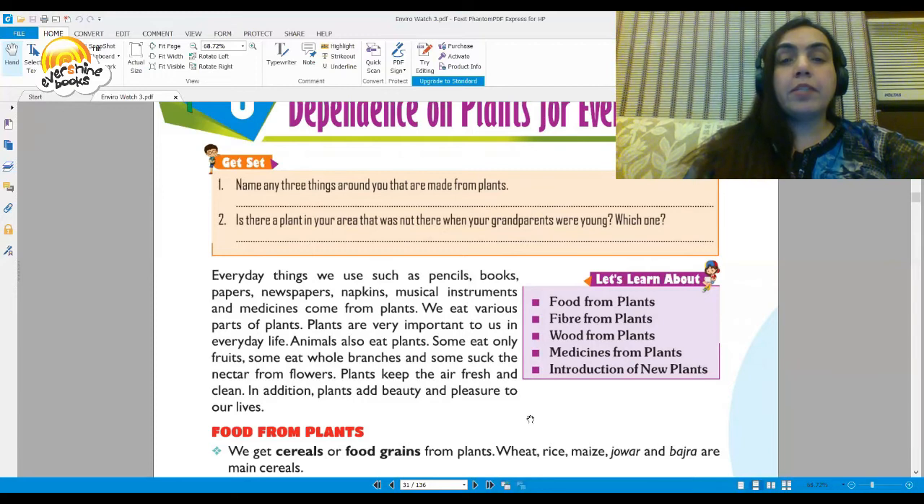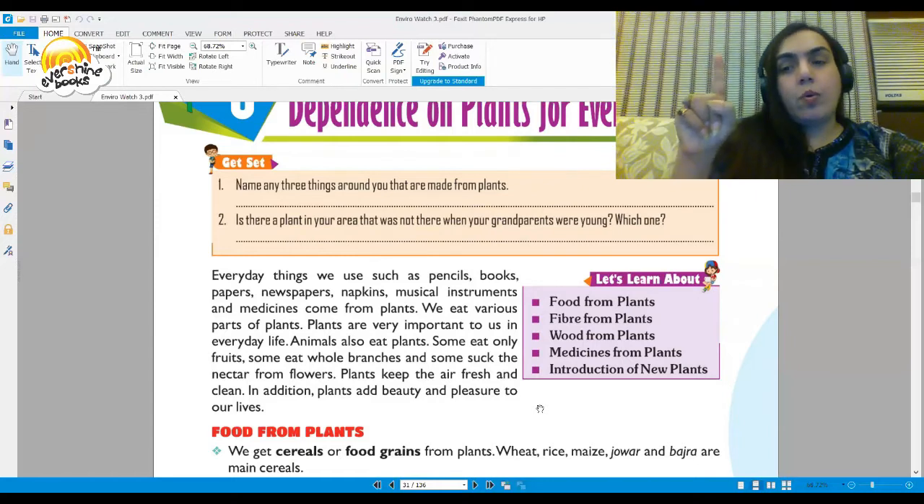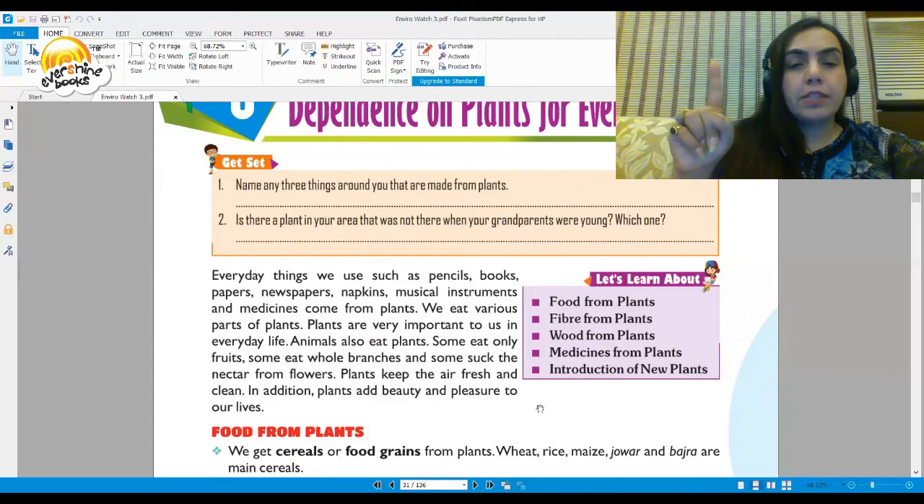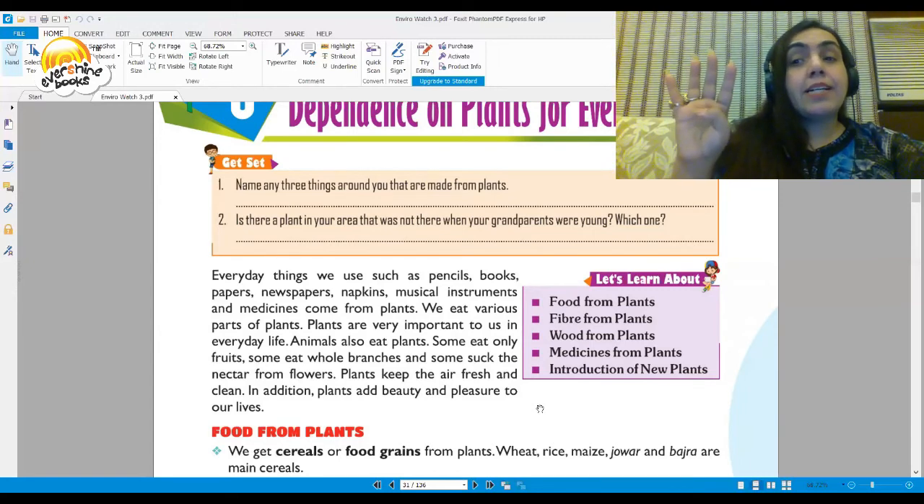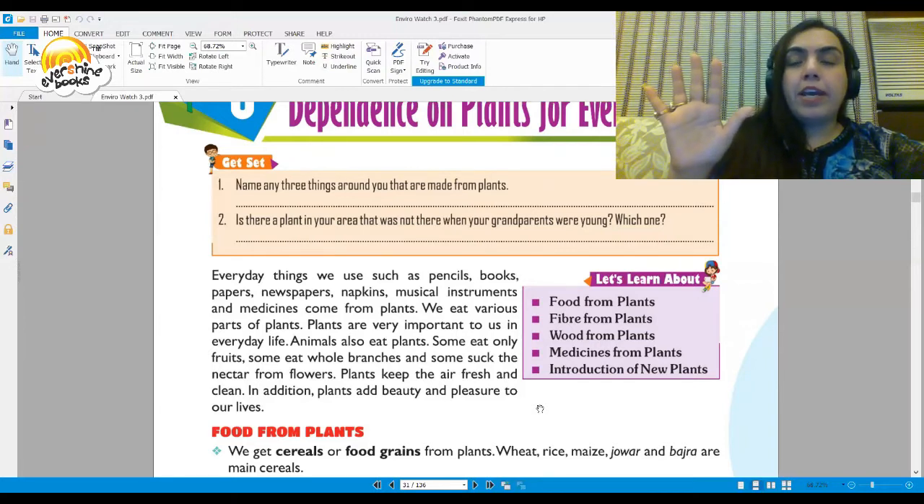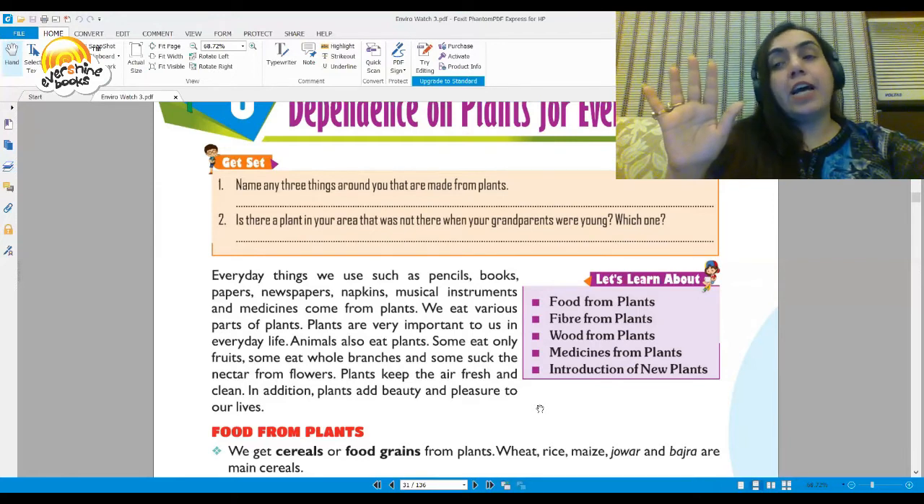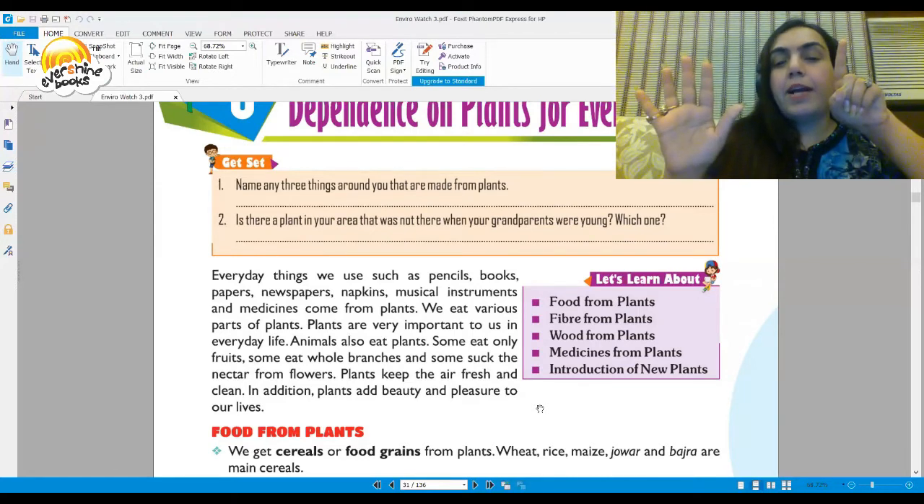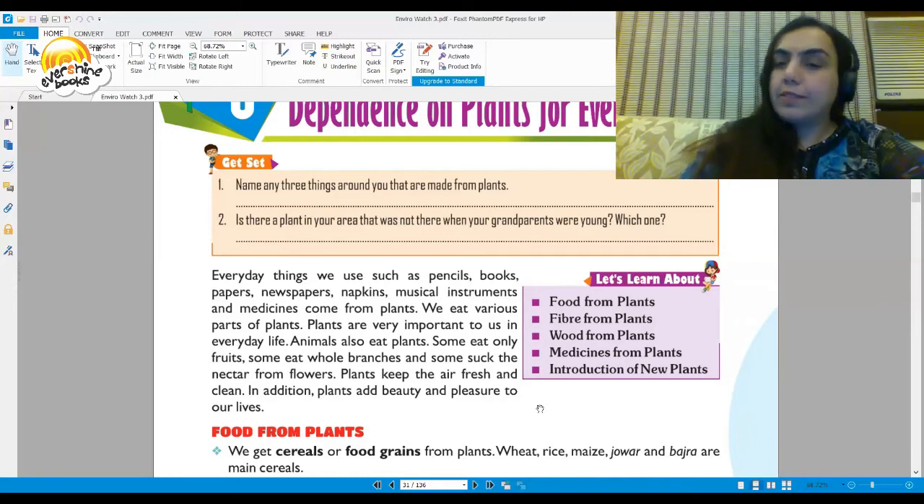So, if I have to sum up this paragraph, I would like to say one, that we use so many things that are given to us by plants. Two, that we eat different parts of a plant. Three, animals are also dependent upon plants. Four, some animals eat only fruits and whole branches, while some animals suck nectar out of the flowers. Fifth point, plants keep the air fresh and clean. And the last point, number 6, that plants add beauty and pleasure to our lives.